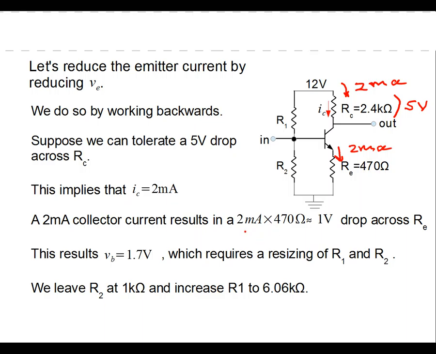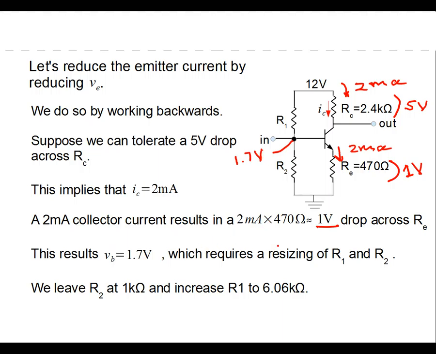Okay, and so what we have is we get about a 1 volt drop here. So this is 1 volt. So we can get this to work, looking at the potential drops, as long as we keep the emitter down to about 1 volt. So how do we get the emitter down to 1 volt? That means we need the base potential to be about 1.7 volts.